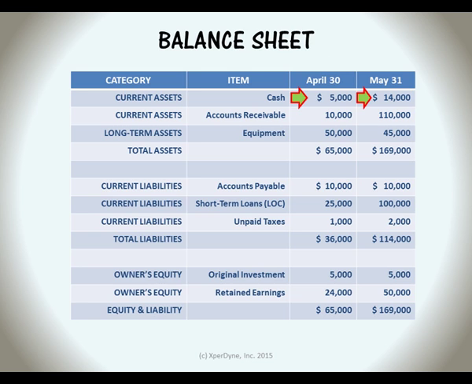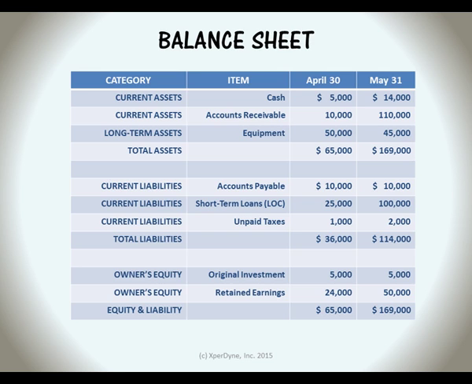The second current asset, accounts receivable, increased by $100,000, reflecting the wheels sold to the customer but not yet paid. Selling the equipment for $5,000 decreased the long-term asset category of equipment from $50,000 to $45,000. All totaled, assets increased from $65,000 to $169,000 during the month of May.